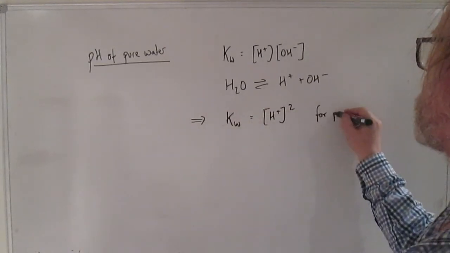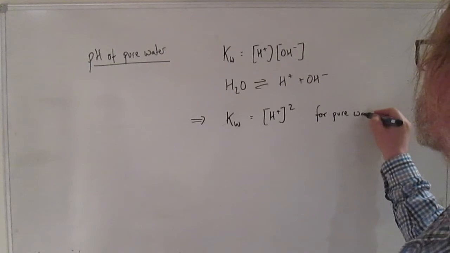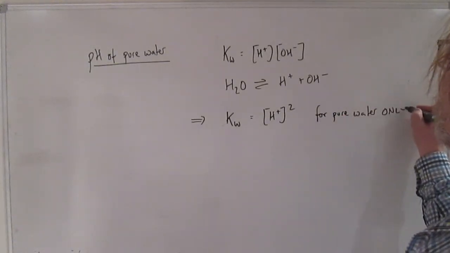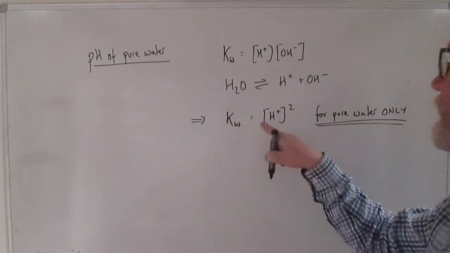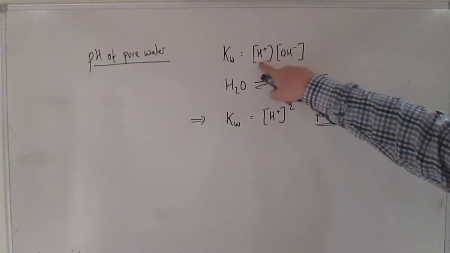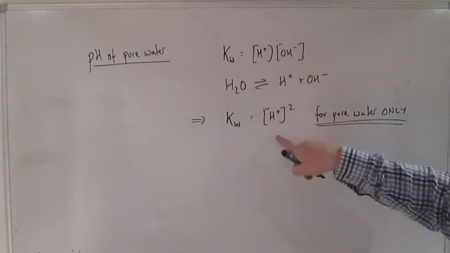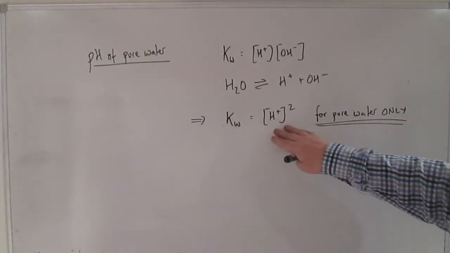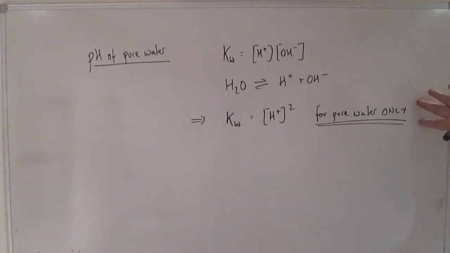Only for pure water, not if you've added any acid or alkali to it. But for pure water only, that must be true, because if this concentration is the same as that one, multiplying them together will give you the same value as just squaring the H plus concentration. But it's really important that you remember that that's a special case. Only apply it to pure water.